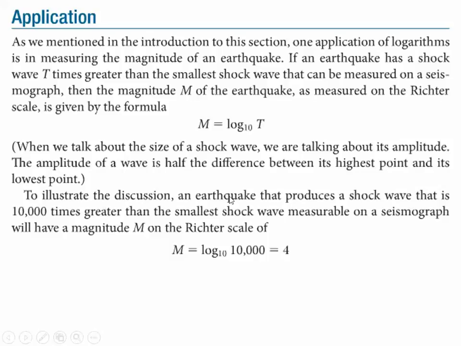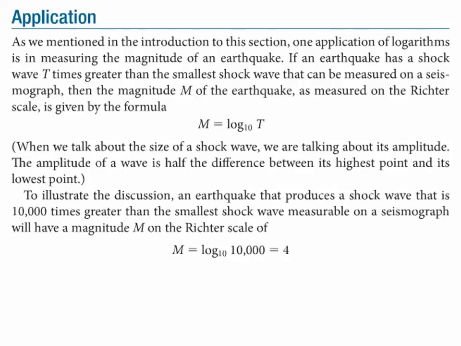All right, let's say the discussion: an earthquake that produces a shock wave that is 10,000 times greater than the smallest shock wave we can ever measure on a seismograph. It actually will have a magnitude of, and again, all we do is plug in the 10,000 for the t. And so that earthquake actually has a Richter scale of 4. But 4 just measured 10,000 times more movement than we can ever measure, or the least amount of measurement.